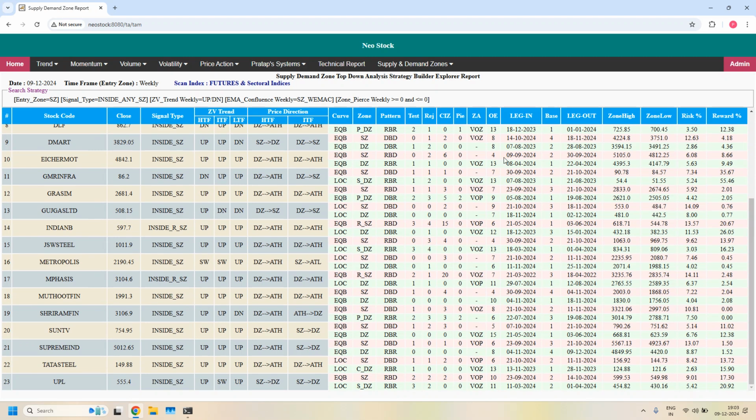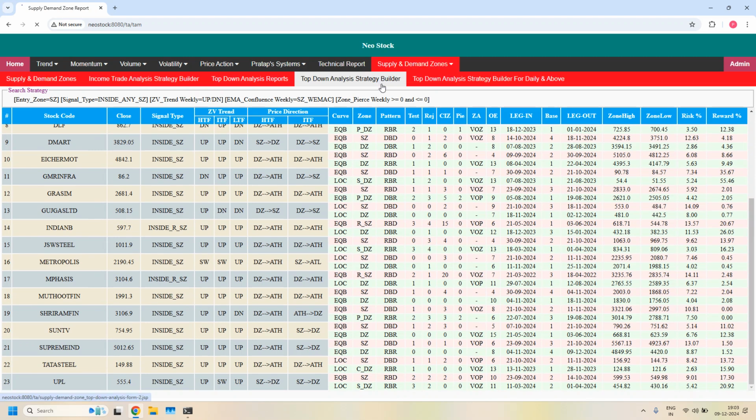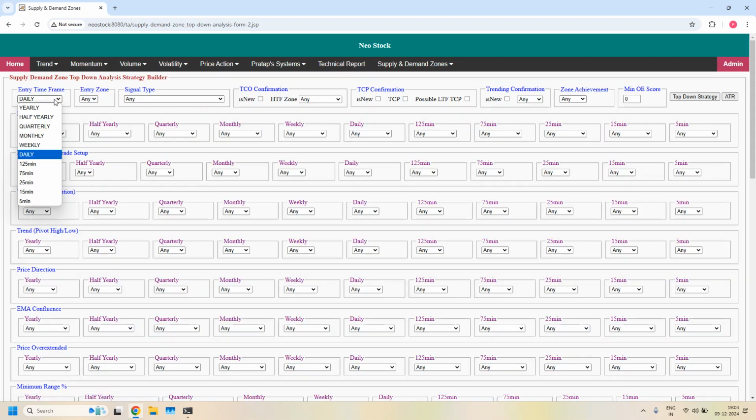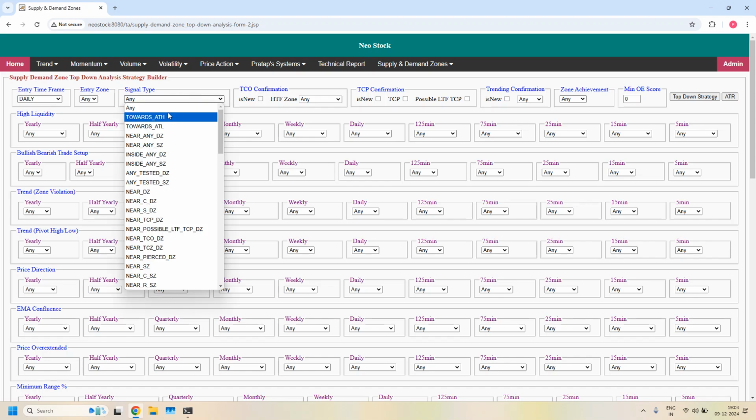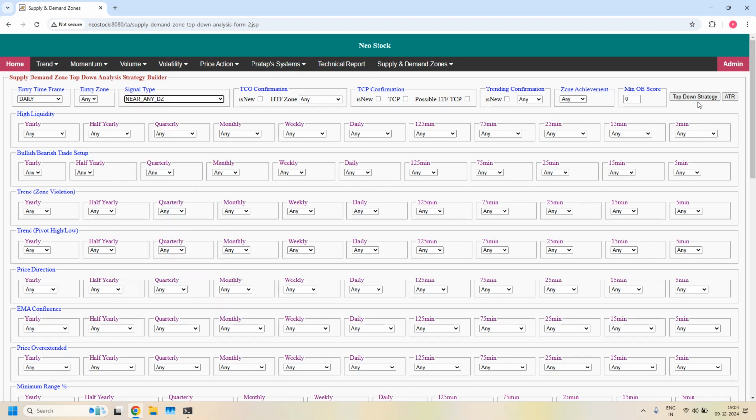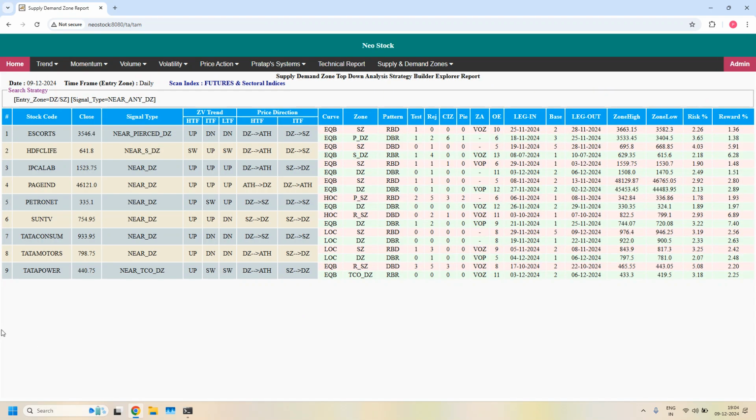Next time frame is daily. Entry time frame daily. Let us find the stocks near daily demand zone. 9 stocks are filtered. Let's identify high liquidity zones from this list. HDFC Life, so we have only one high liquidity demand zone from this list.